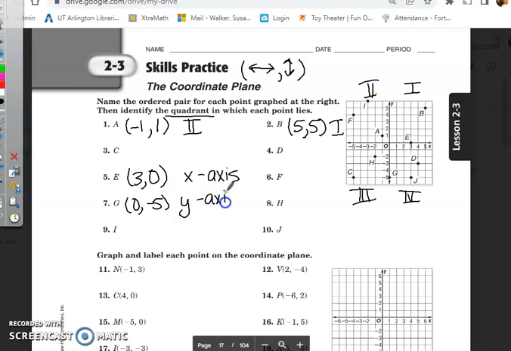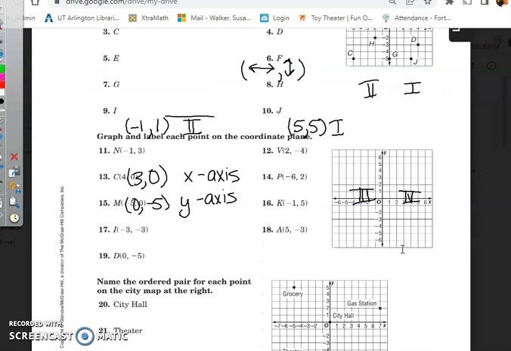So your job is to finish this. Please make sure you're doing it yourself. Do not copy. You will not learn how to do it.